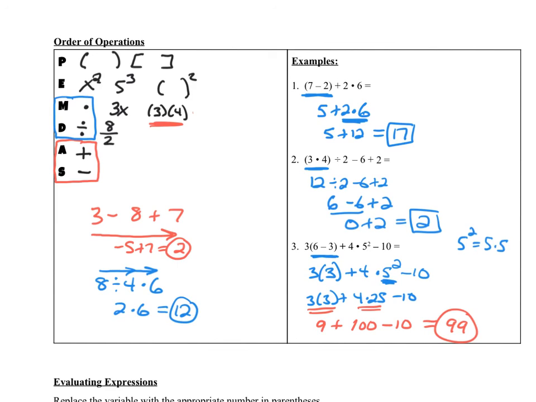So be sure to follow the order of operations, and remember that if all that's left in the problem is multiplication or division, or addition and subtraction, that you would finish the problem left to right. Good luck.